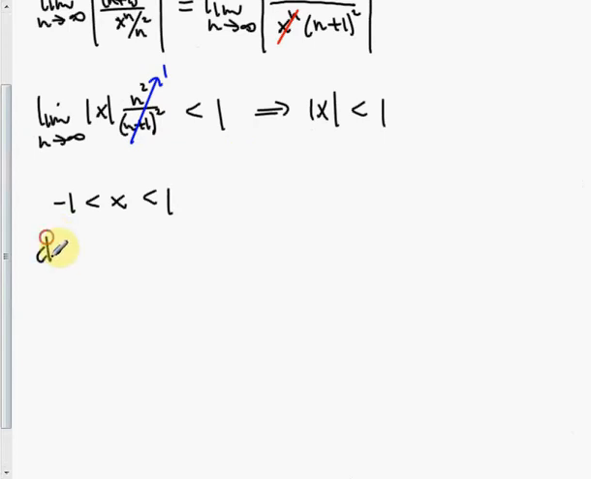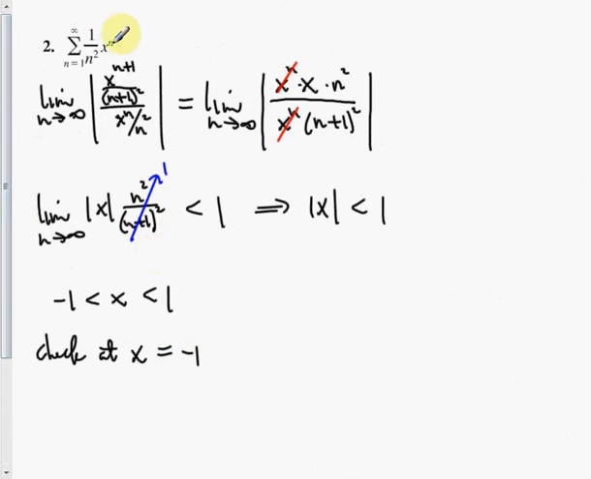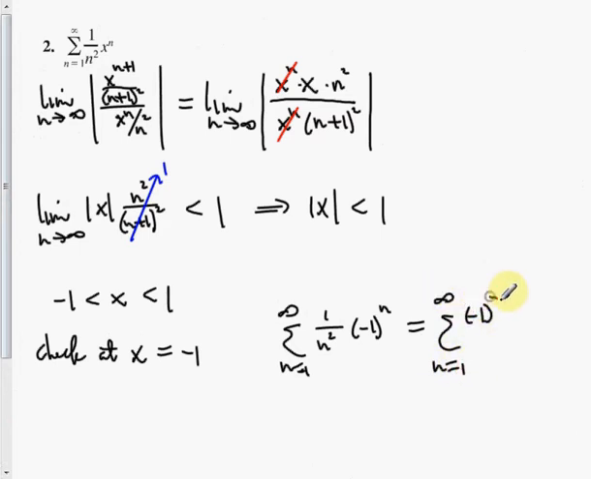Okay, so here we check at x equal to -1, excuse me. So wherever I have x, I'm going to put -1. So this is the summation as n goes from 1 to infinity of 1 over n squared times (-1) to the n. This is the summation as n goes from 1 to infinity of (-1) to the n all over n squared. Divergent or convergent, and why?